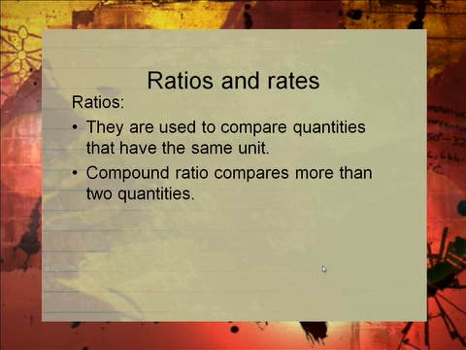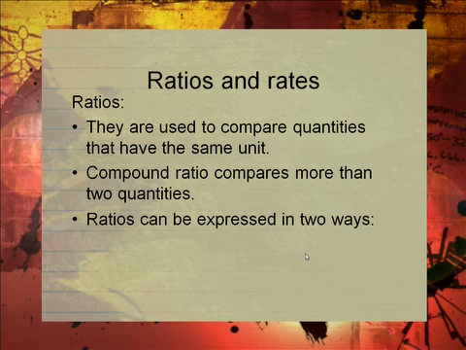Secondly, we have what you call compound ratios. Compound ratios is when we compare more than two quantities, like 1:2:3. There we talk of compound. Okay, I know you're used to this as well.